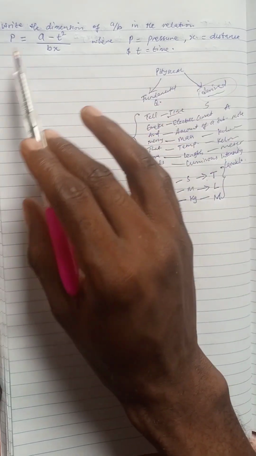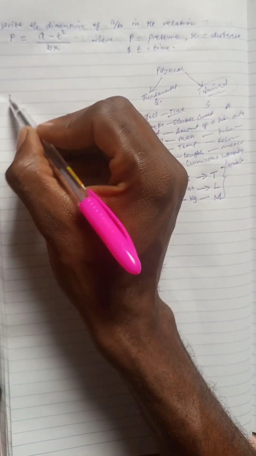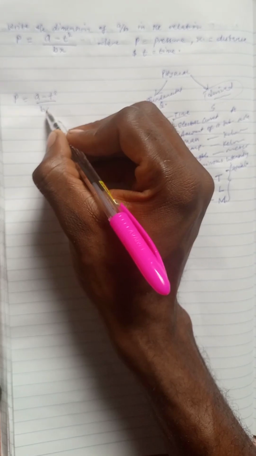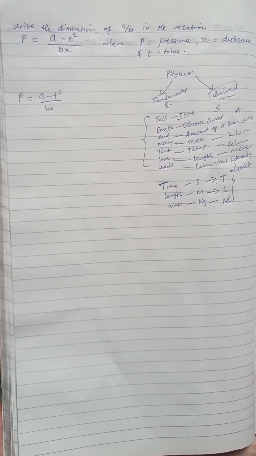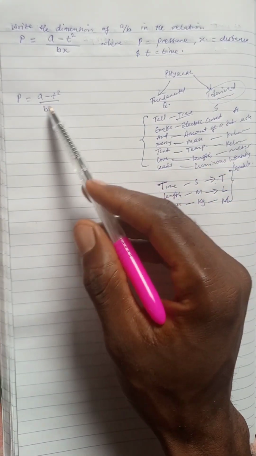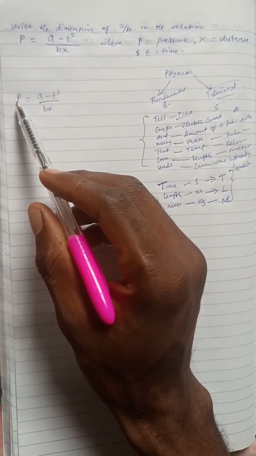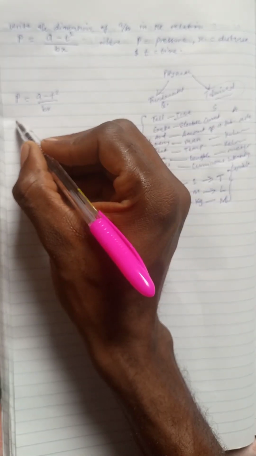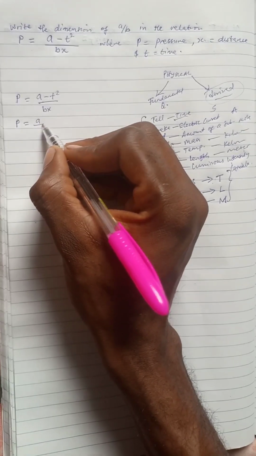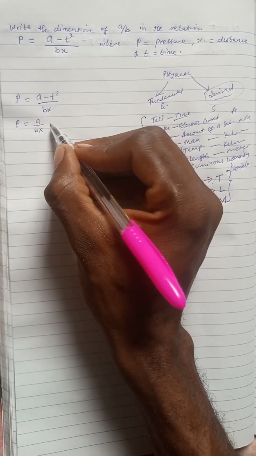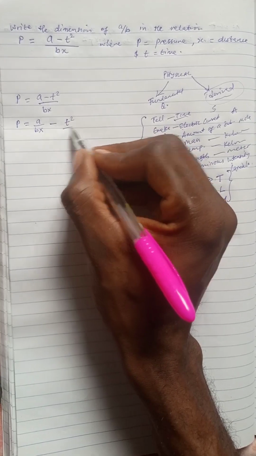Okay, so look at this now. They say write the dimension of A over B in the relation. So P is equal to A minus T squared over BX. Okay, P is equal to A minus T squared over BX. And they made us to know that P stands for what? Pressure. So I can still break this thing apart. I can write that P is equal to A over BX minus T squared over BX.